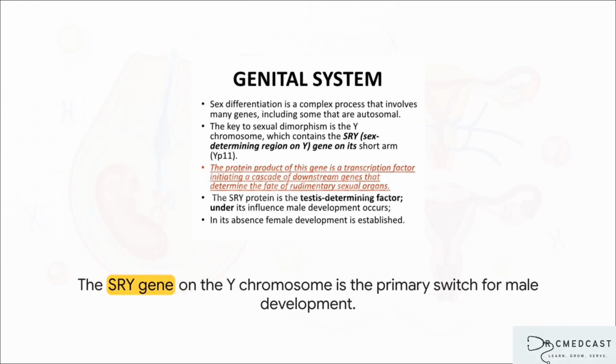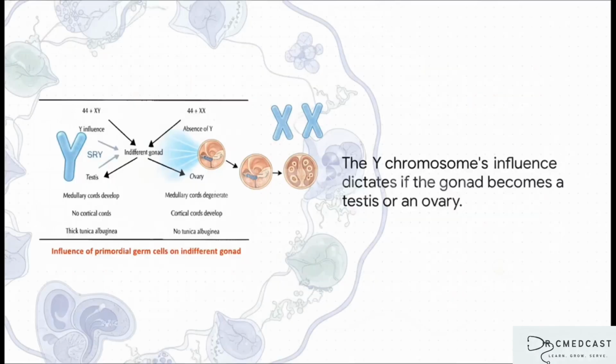And in this case, it's the testis determining factor, and it's what kicks off the entire chain reaction leading to male development. So here's the bottom line. If a Y chromosome is present, its SRY gene is going to direct that early indifferent gonad to become a testis. But if that influence is absent, say in an XX individual, that very same indifferent structure will naturally develop into an ovary. It's a fundamental fork in the road.